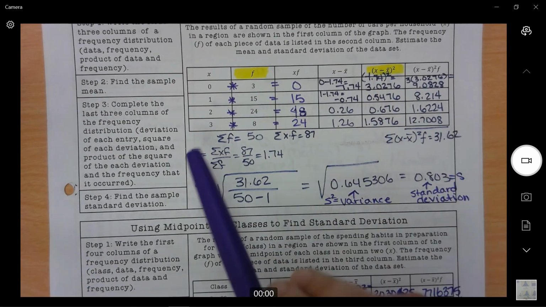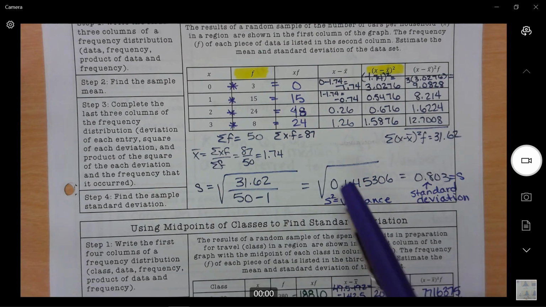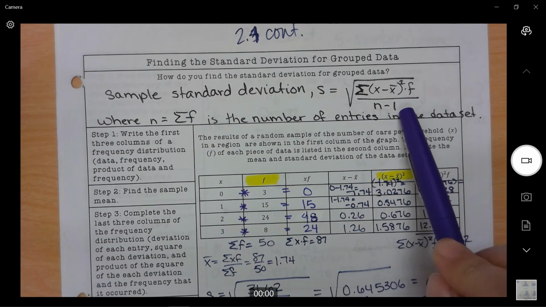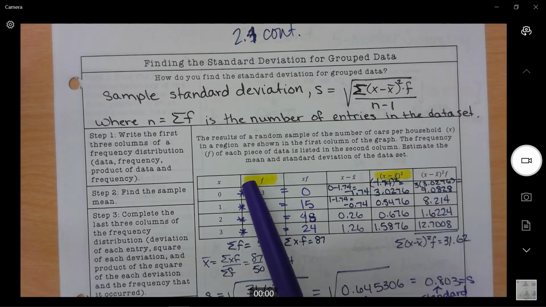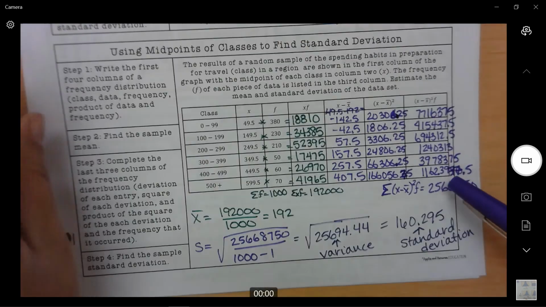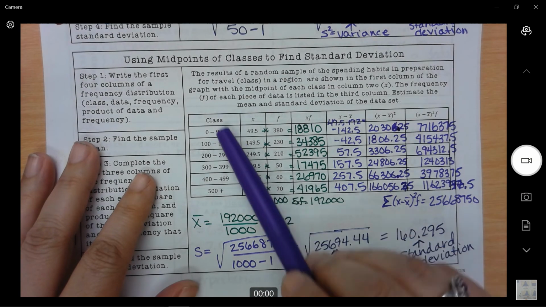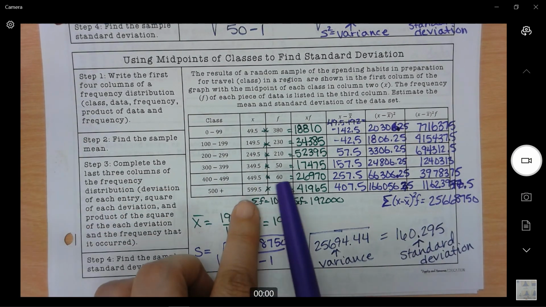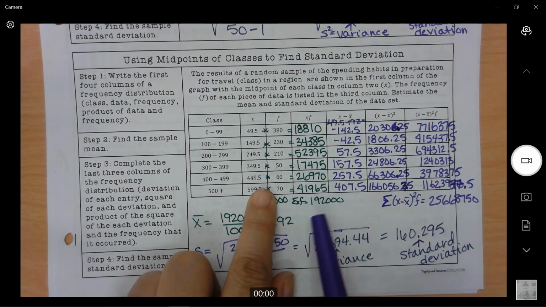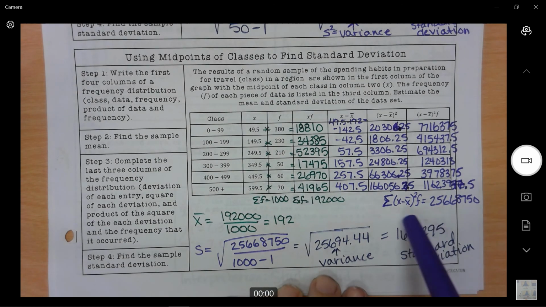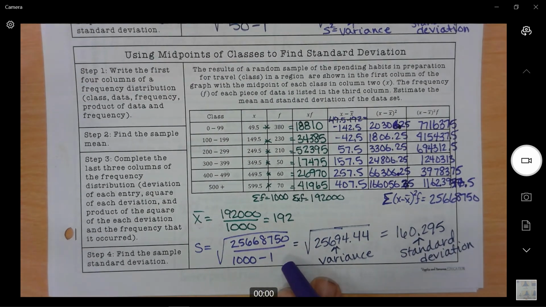Only really advanced kids will have to do this kind of work. But if you set up your table, you take your equation and break it up into its components, it makes it a lot easier. Sometimes we have to use the midpoints because we start with our classes. So we find our midpoint, multiply times the frequency, find our mean, subtract from x, square it, multiply times f again, and then divide by n minus 1.